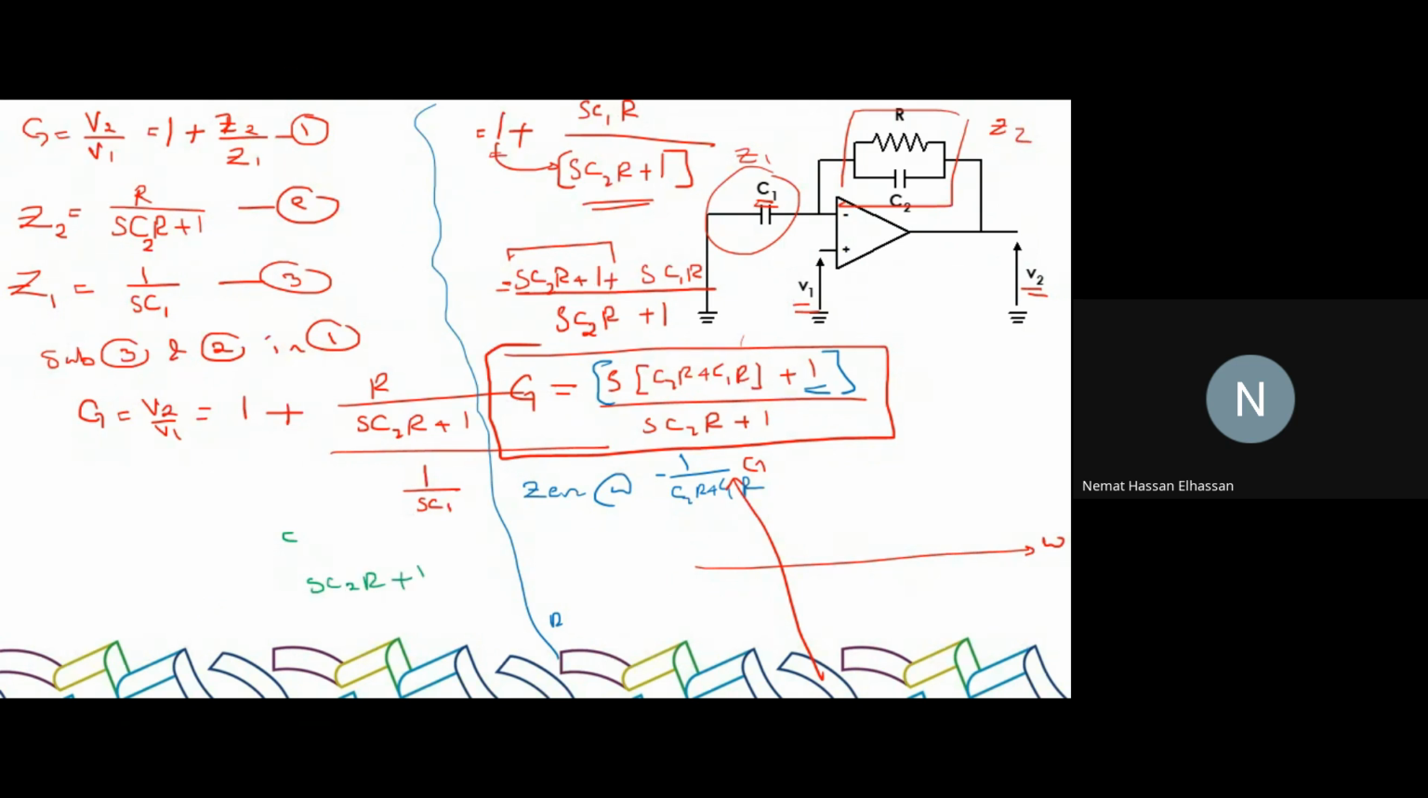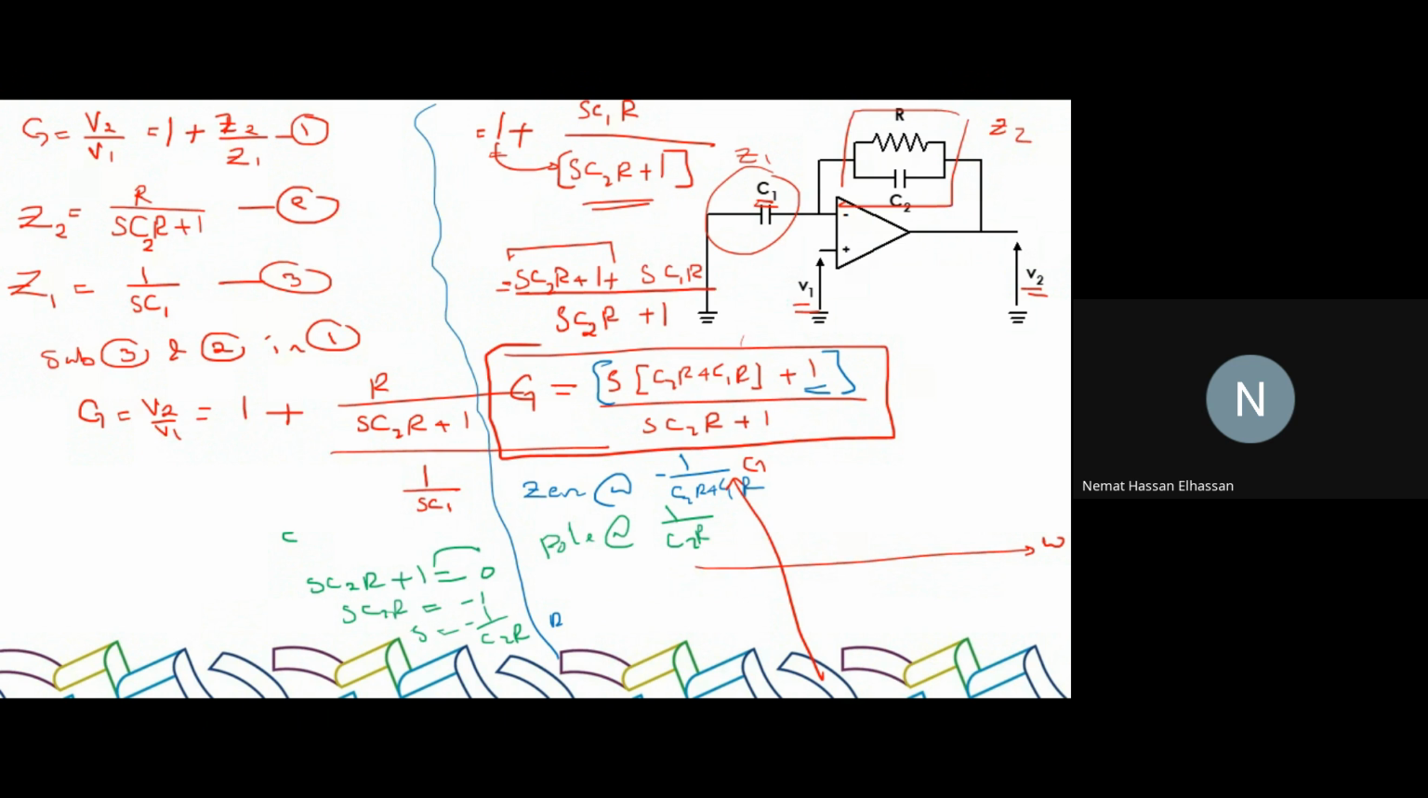SC2R plus 1 equals 0. صح؟ Take the one there. SC2R equals negative 1. If S is equal to negative 1 over C2R, it will be 0, right? Okay, then we have a pole at 1 over C2R, right?